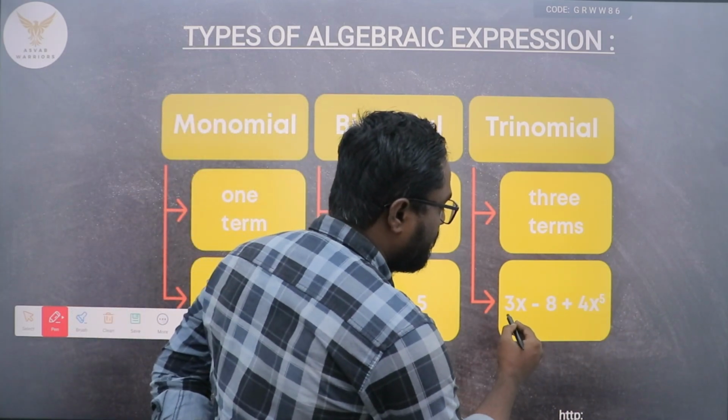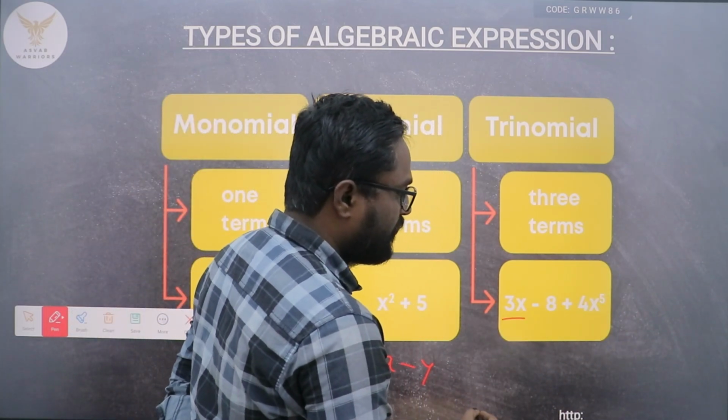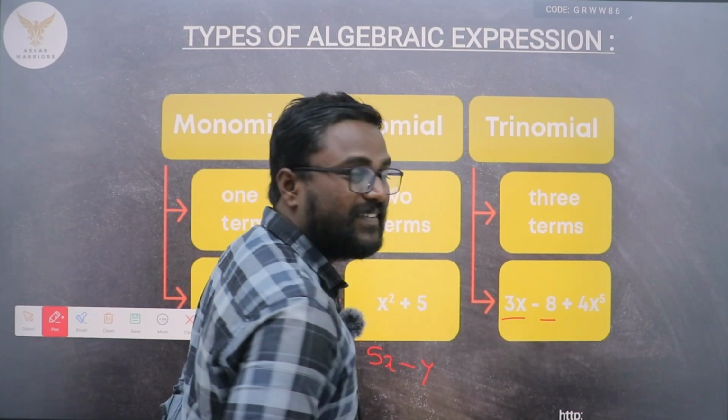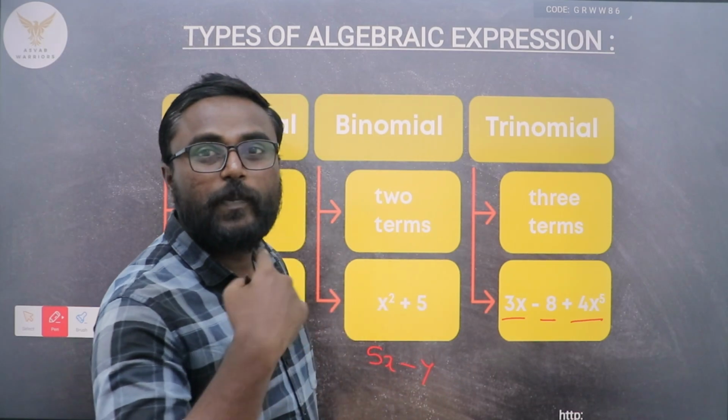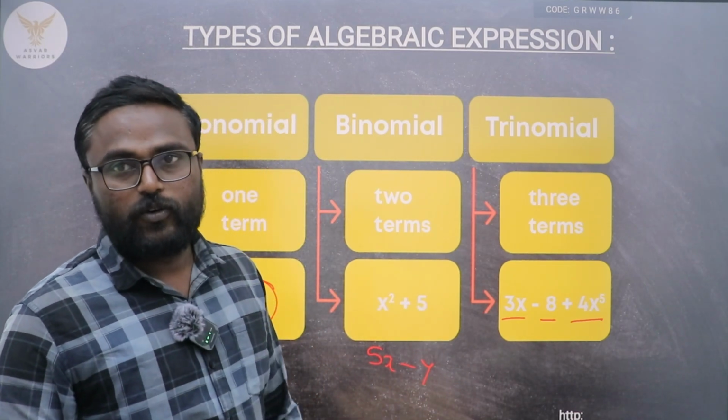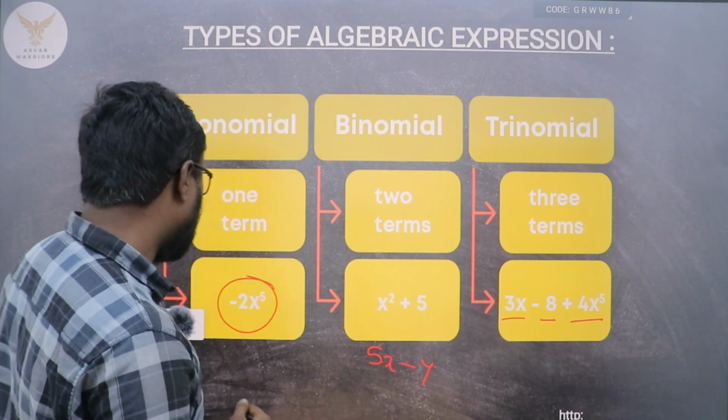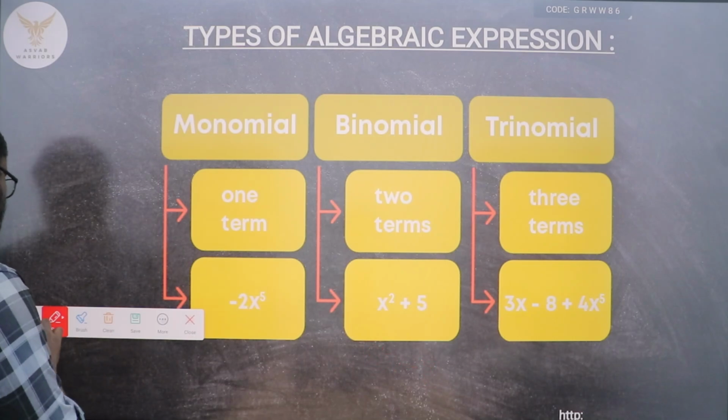Trinomial means three terms, which is 3x as the first term, minus 8 as the second term, and 4x to the power 5 as the third term. I hope you understood this. Let us move on to the next slide.